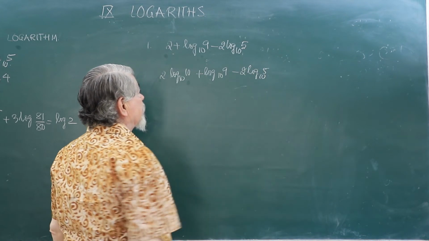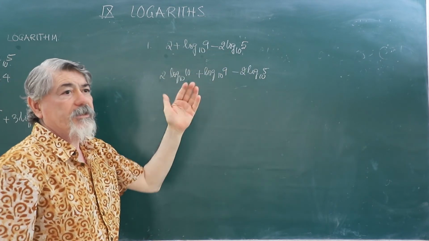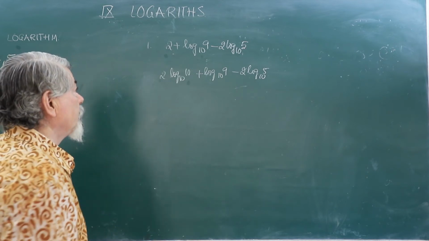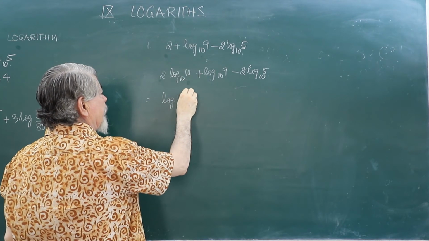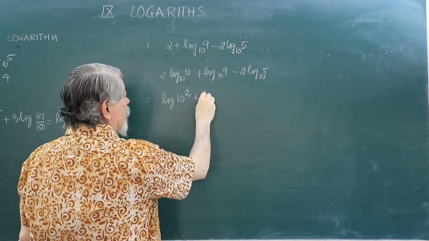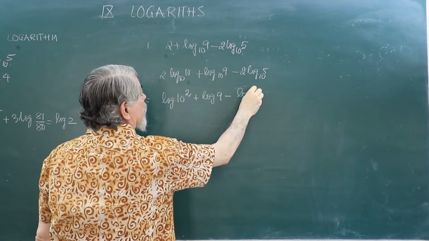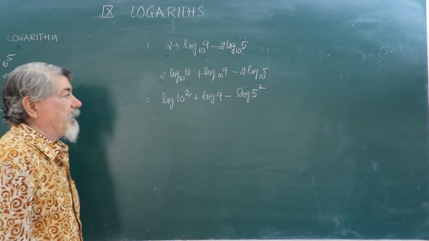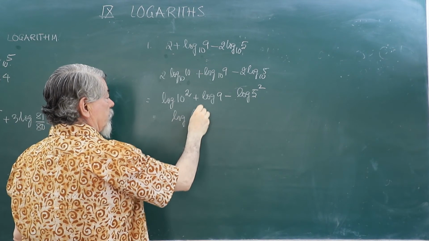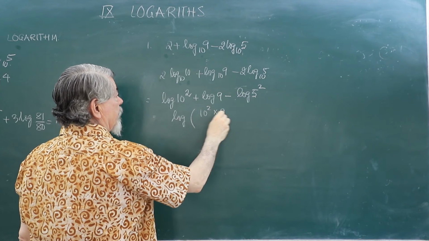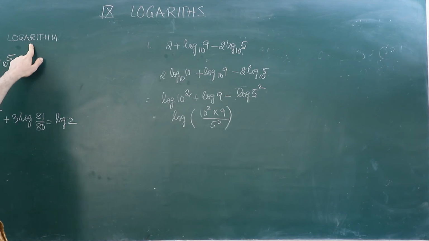The reason for changing it to log 10 to the base 10 is because everything should be in log, then only I can do multiplication or division. Now it will become log 10 to the power 2, I am not writing bases again, plus log 9. When I am not writing bases, that means it is common logarithm, minus log 5 to the power 2. It will become log 10 to the power 2 into 9 upon 5 to the power 2. We wanted it to be changing into a single logarithm.